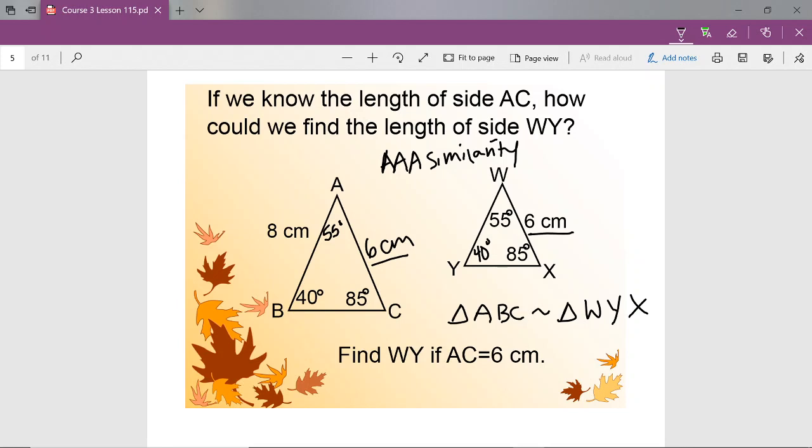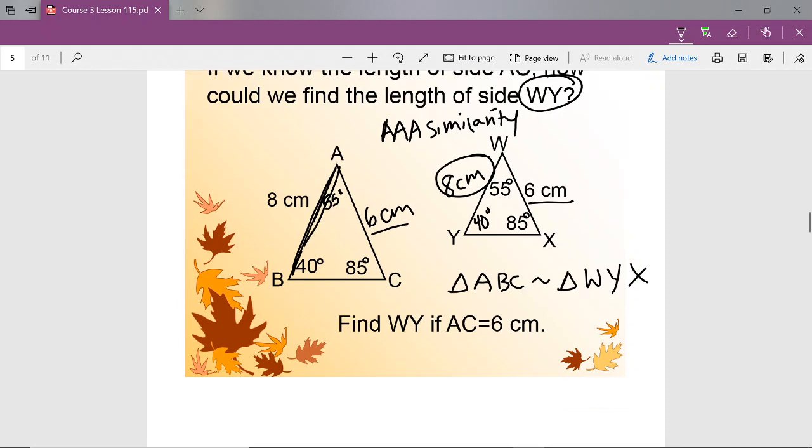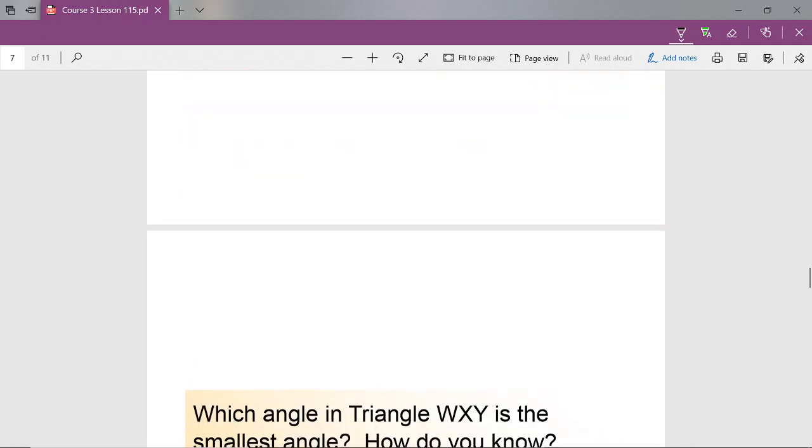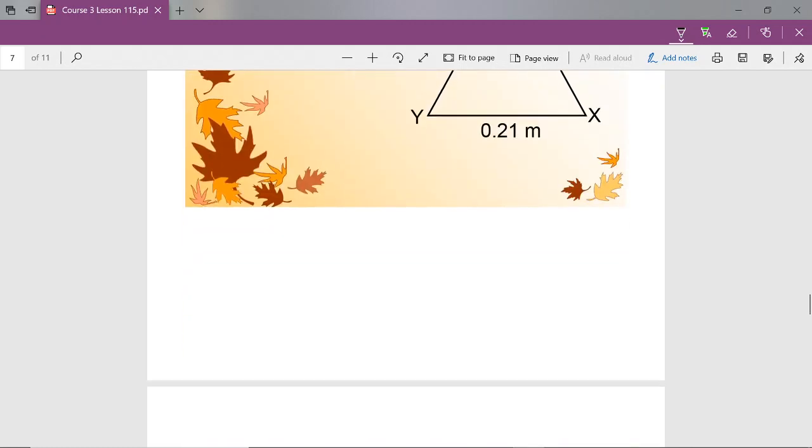Well, the only one that we can find here that we want is WY, and that relates to this AB right here, so it must be 8 centimeters. Okay? We can't figure out right now what BC and YX is without additional information. All right. And I believe this is one of our last problems.